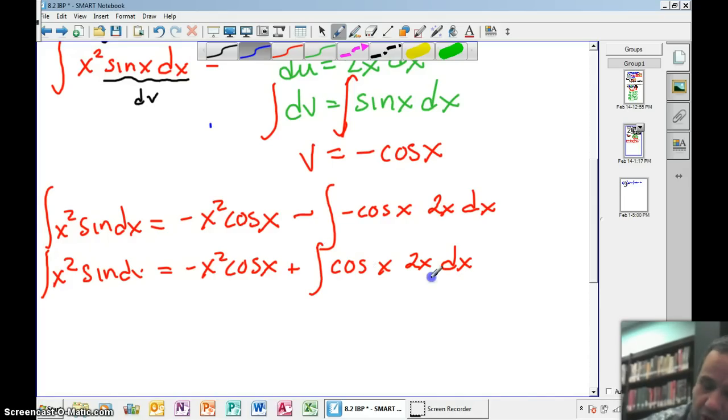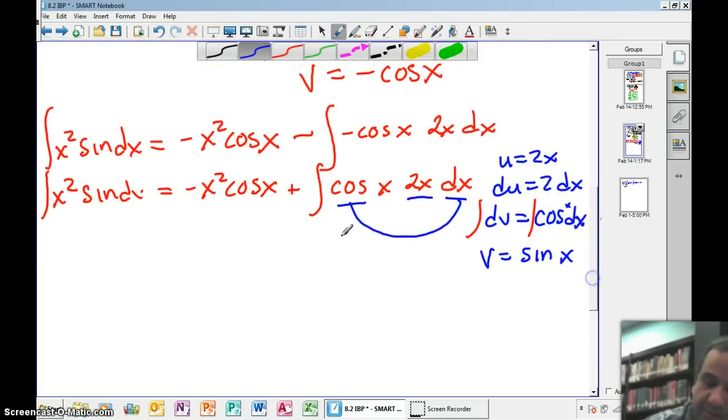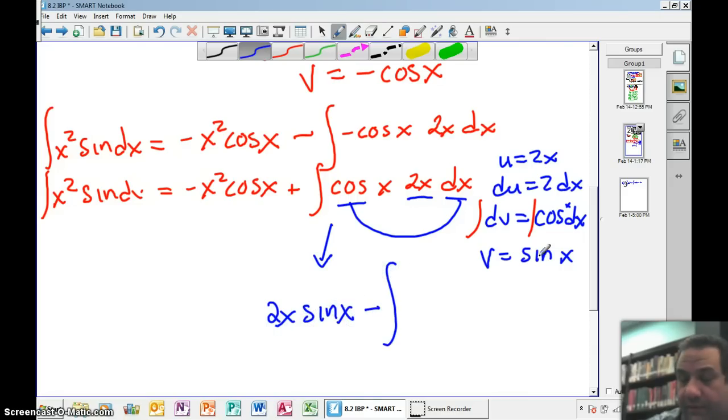So this is going to be u is equal to 2x. So du is 2 dx. And then dv is that stuff. dv turns out to be cosine x dx. So if I take the integral of both sides, I get v equal to sine of x. I forgot, cosine of x dx. There it is. So now I'm going to take this part and do integration by parts and say this is u times v, or 2x sine of x, minus integral of v du.